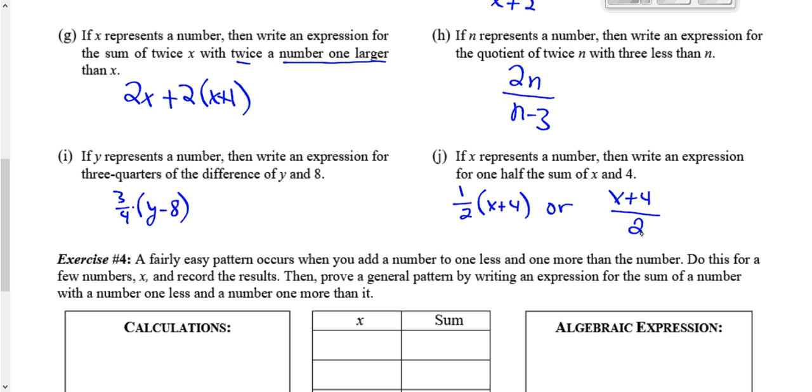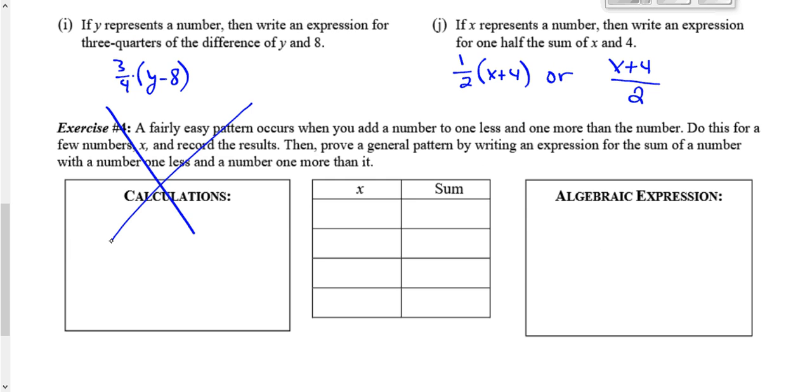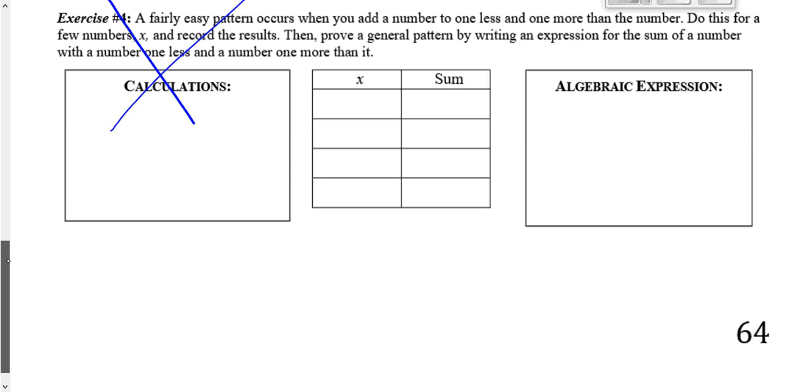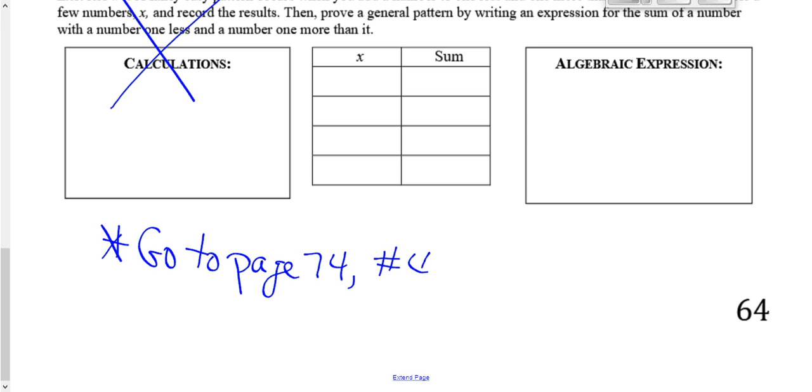Okay? It's equivalent to that. We're going to skip exercise 4 for now. Okay? What I do want to go, remember I said there's one problem from 1.11 I want to bring in here. So what I want you to do is go to page 74. You might want to note this in your book here. Page 74, number 4. Okay? Page 74, number 4.